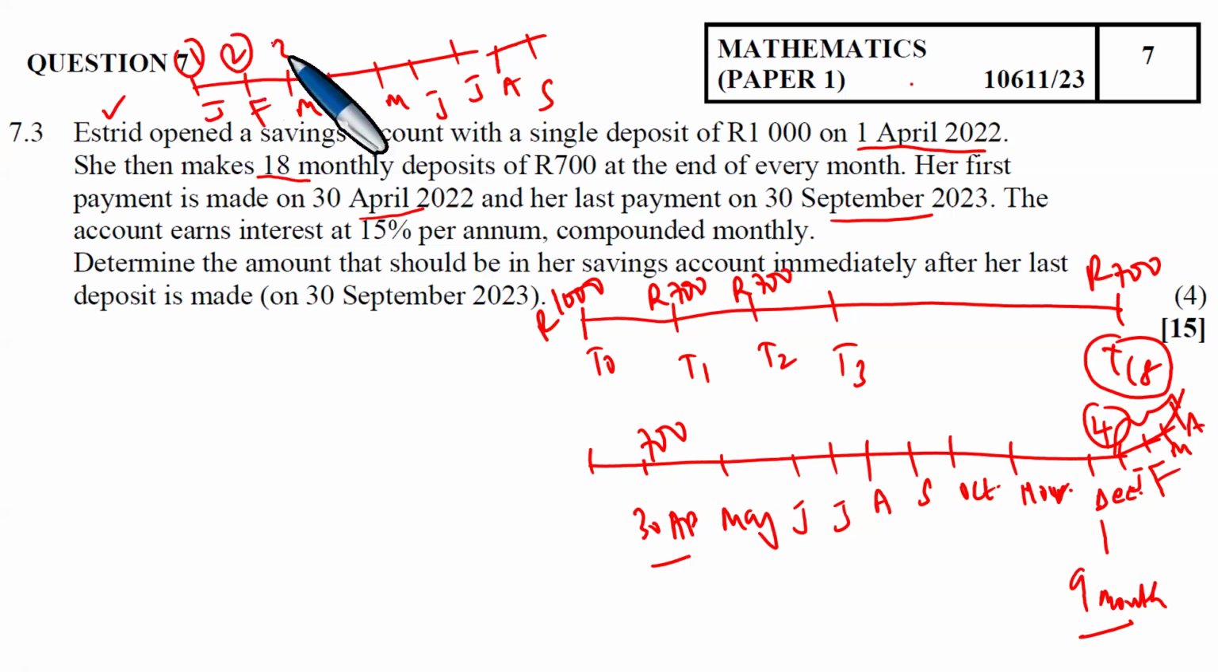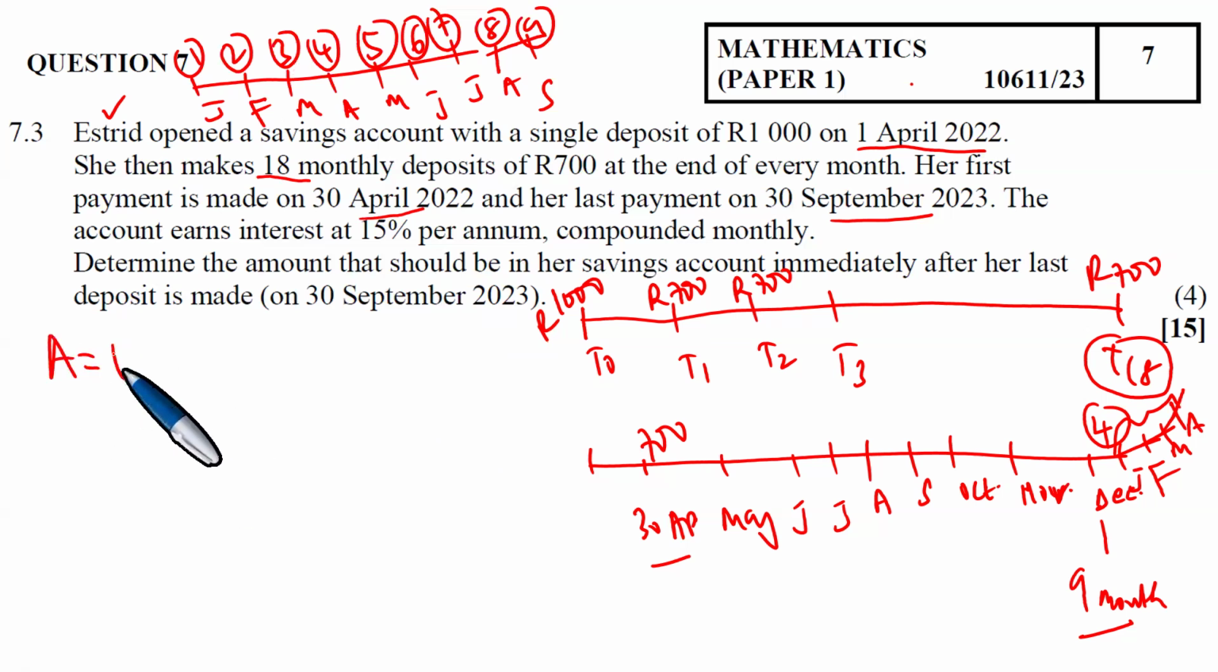One, two, three, four, five, six, seven, eight, nine. Okay, up to September, then you have 9 months up to December, then another 9 months up to the end of September. So that is why, obviously, you have the 18 months there. Now the account earns interest at 15% per annum compounded monthly. Determine the amount that should be in the savings account immediately after her last deposit is made on the 30th of September 2023.